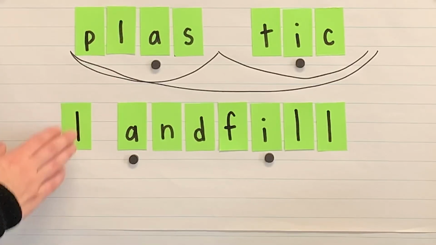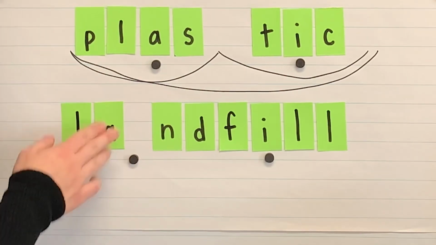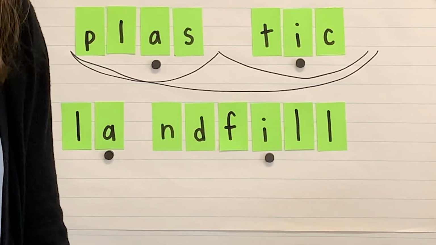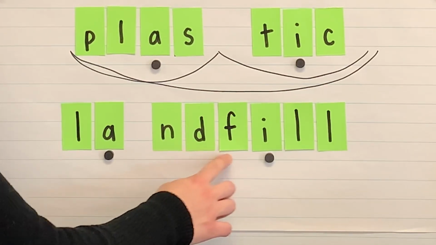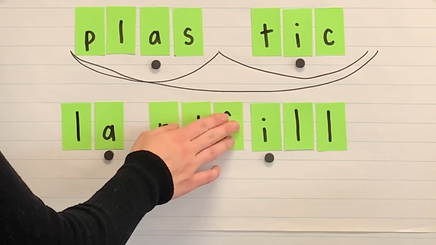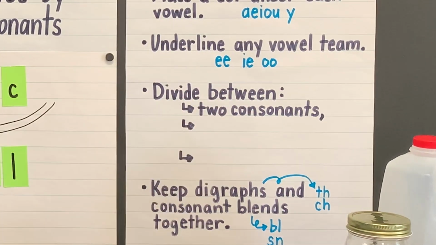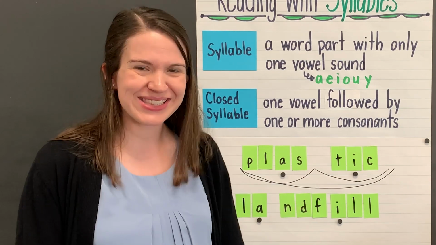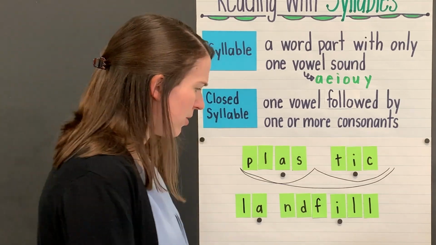We know that the L can't be in a syllable by itself. It's a consonant. It has to stick with a vowel. So we know right away that the L and the A will be in the same syllable. Now we see, 1, 2, 3 consonants in a row. Just like last time, I'm thinking we're going to need to divide between two consonants to find the syllables for this word. But there are 3 consonants here. So let's leave those for a minute and find part of our second syllable.